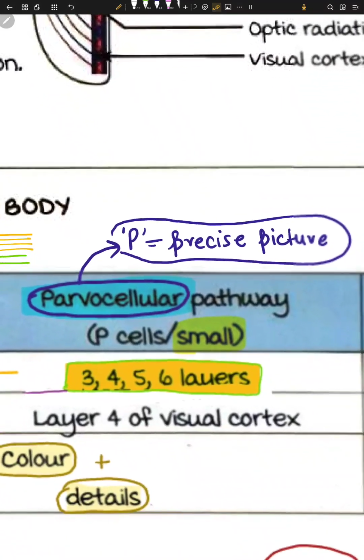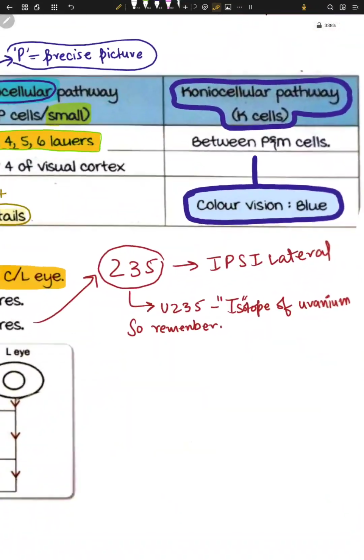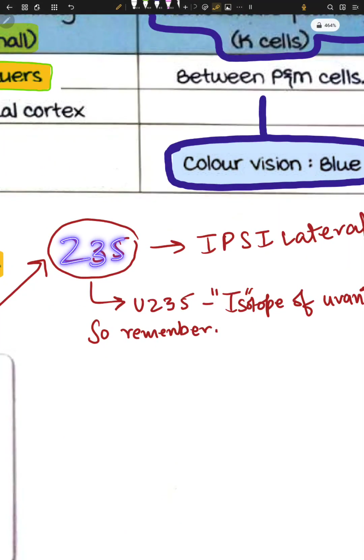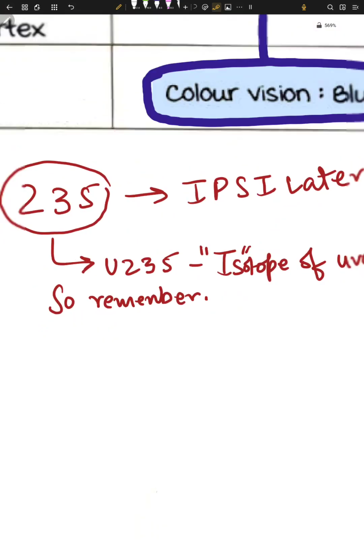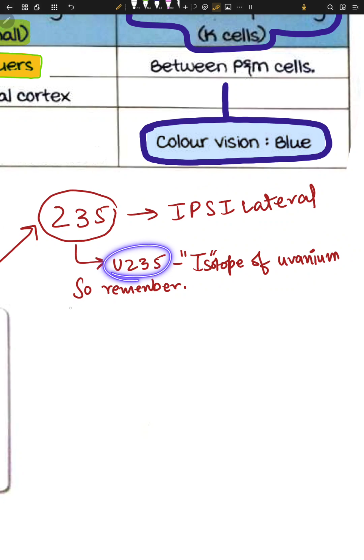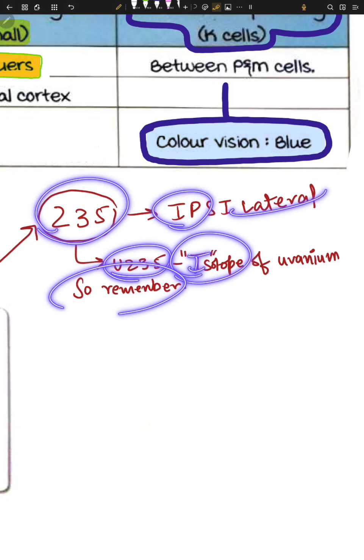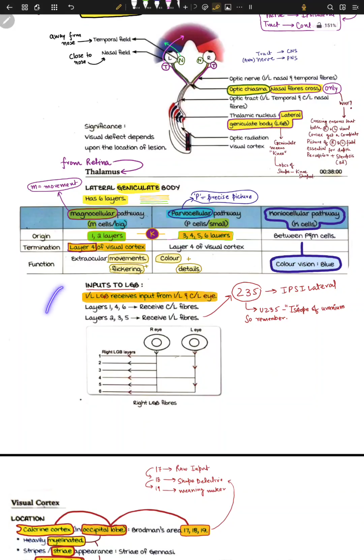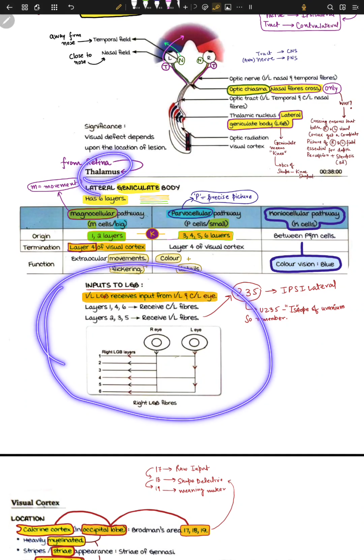This is the concept. To remember this, I remember it with 235. It's ipsilateral, right? U235 is an isotope of uranium. I don't know why I remember this, but uranium 235 is an isotope. An isotope has an I in it. So I remember that layers 2, 3, 5 are ipsilaterally innervated. So this is the concept of the thalamus.